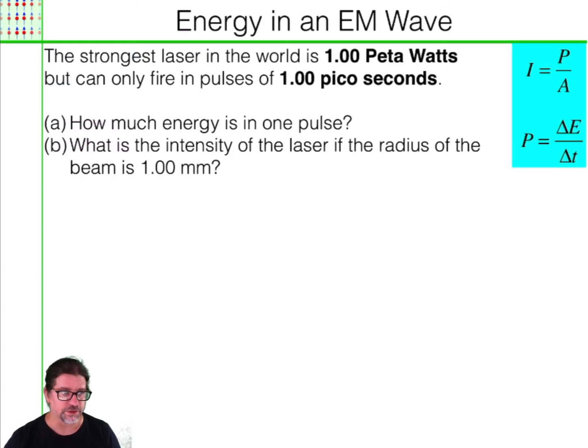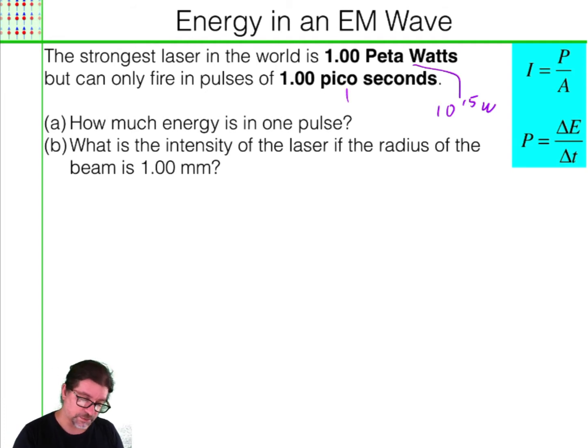So here's a simple example. The strongest laser in the world, well, this was a couple years ago, is 1 petawatt. So a petawatt is 10 to the 15 watts. But they can only fire in pulses of 1 picosecond, and pico is 10 to the minus 12 seconds, right? So let's see how much energy is in a pulse, and what is the intensity if the radius of the laser is 1 millimeter.